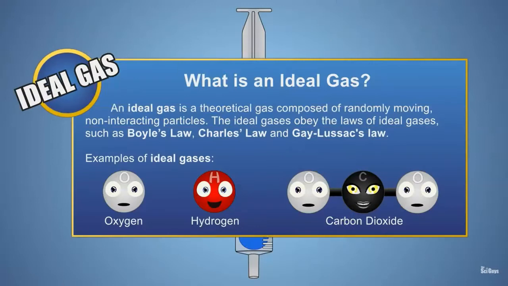An ideal gas is a theoretical gas composed of a set of randomly moving, non-interacting particles. Under normal conditions, many gases such as oxygen, hydrogen, and some heavier gases like carbon dioxide will behave like an ideal gas. This means they follow the laws of ideal gases, such as Boyle's Law.